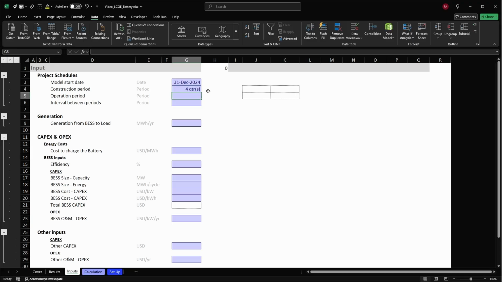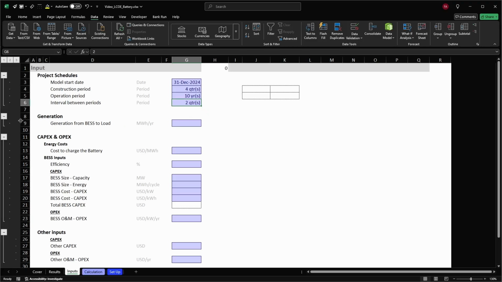Then for the operation period, we're going to say this power plant or this battery is going to work for 10 years. And the interval between periods is our timeline, how long each period in our timeline is going to be. So here you can see I've set these up as quarters. We're going to say it's going to have 2 quarters. So basically our timeline is going to have in each period 2 quarters or 6 months.